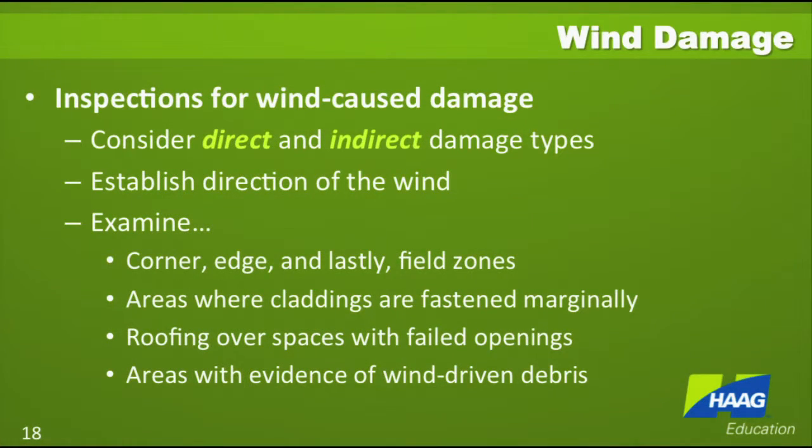The areas where you expect to see damage first on a low-sloped built-up roof would be corners and edges, which are damaged much more easily than the field zones. If you've got perimeter cladding or coping and it's not well attached, these could be torn away and blow across the roof. If you have areas where windows or doors fail in the building and the wind pressures get inside, that can cause additional pressure on the underside of the roof and cause the roof to blow off. And again, if there's evidence of wind-driven debris.